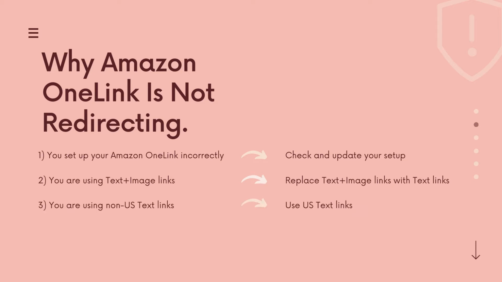3. You are using non-US text links. Only US text links work, since OneLink can currently only be set up from your US associate account. Therefore, make sure to generate affiliate links from Amazon.com.